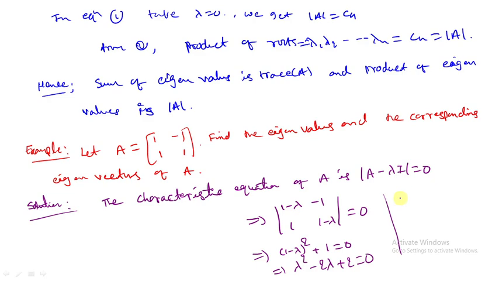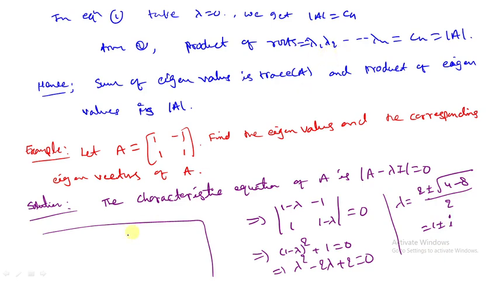The roots are lambda equal to minus b plus or minus root of b square minus 4ac, over 2a, so that equals 1 plus or minus i. Or you can find it another way also. We know the sum of eigenvalues is the trace, so we can write the characteristic equation as lambda square minus trace of A times lambda plus determinant of A equal to 0.